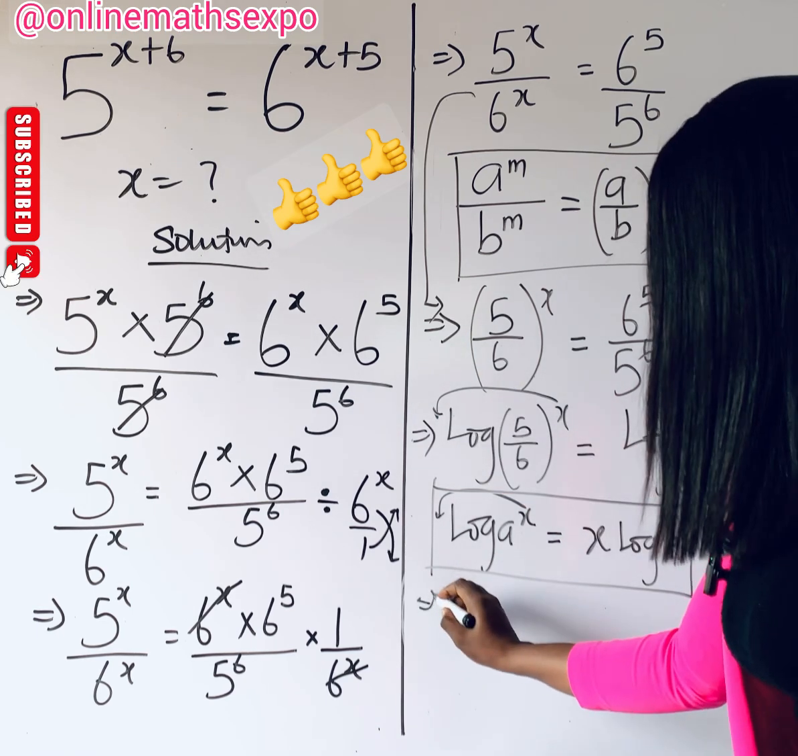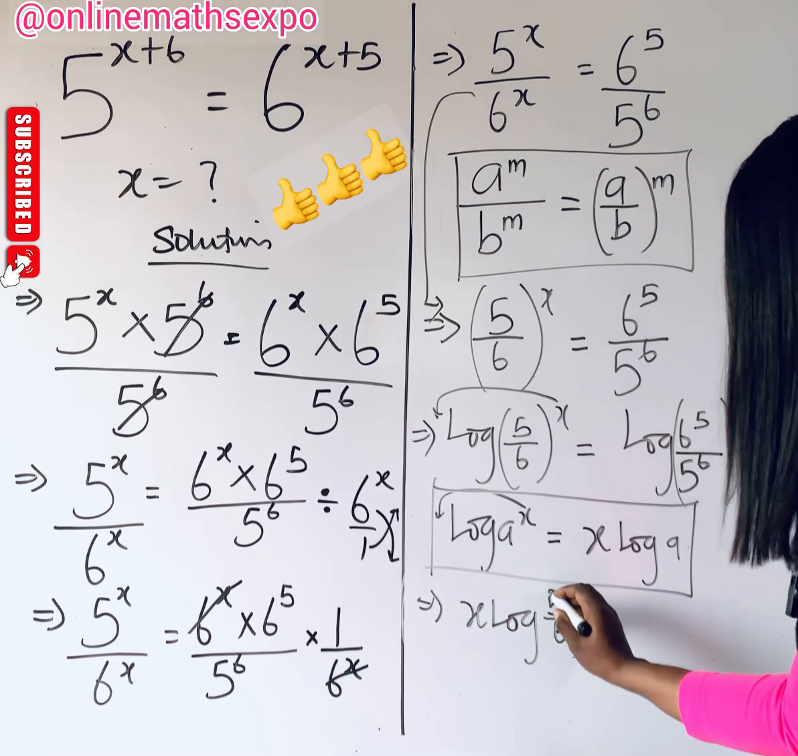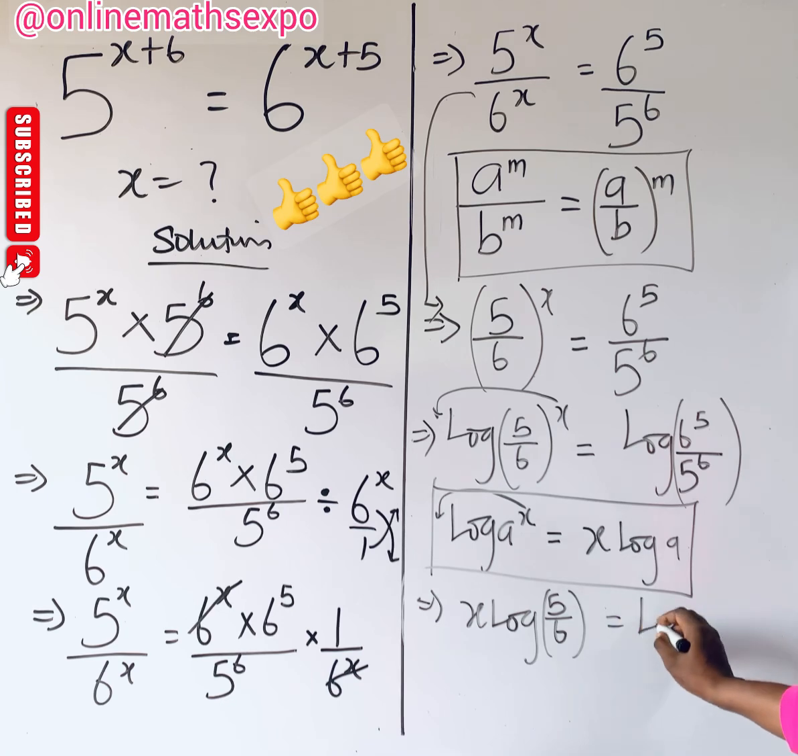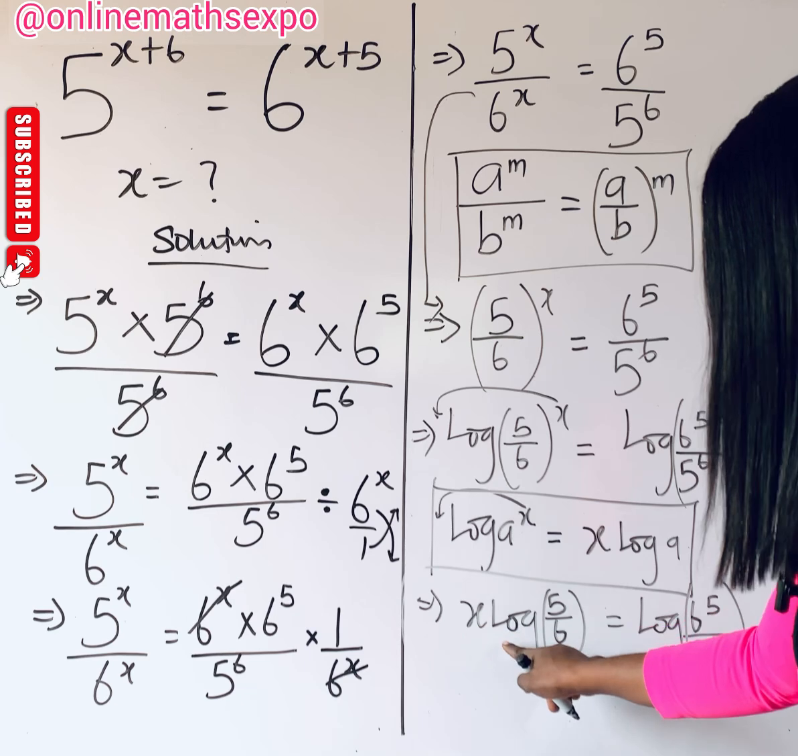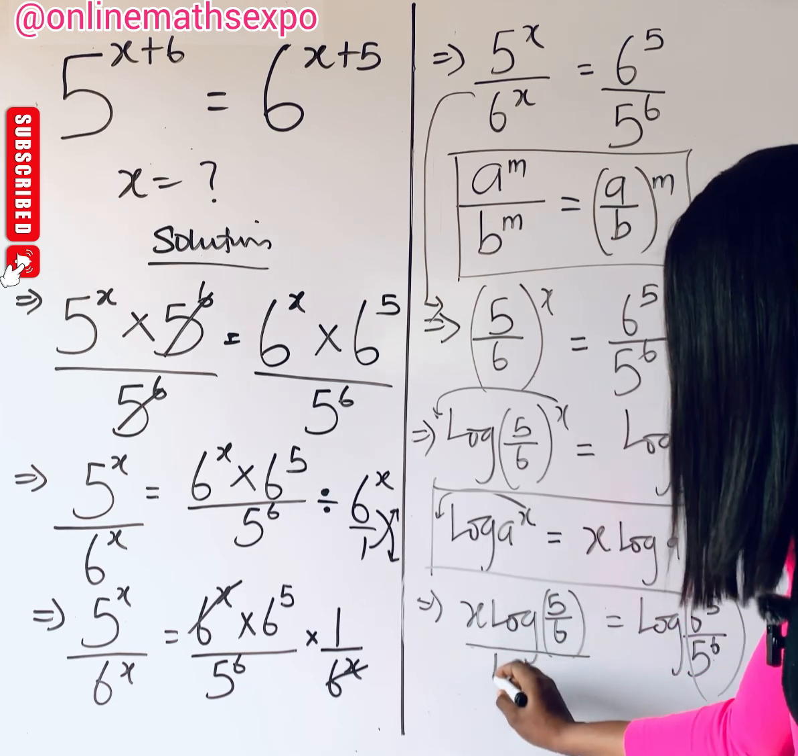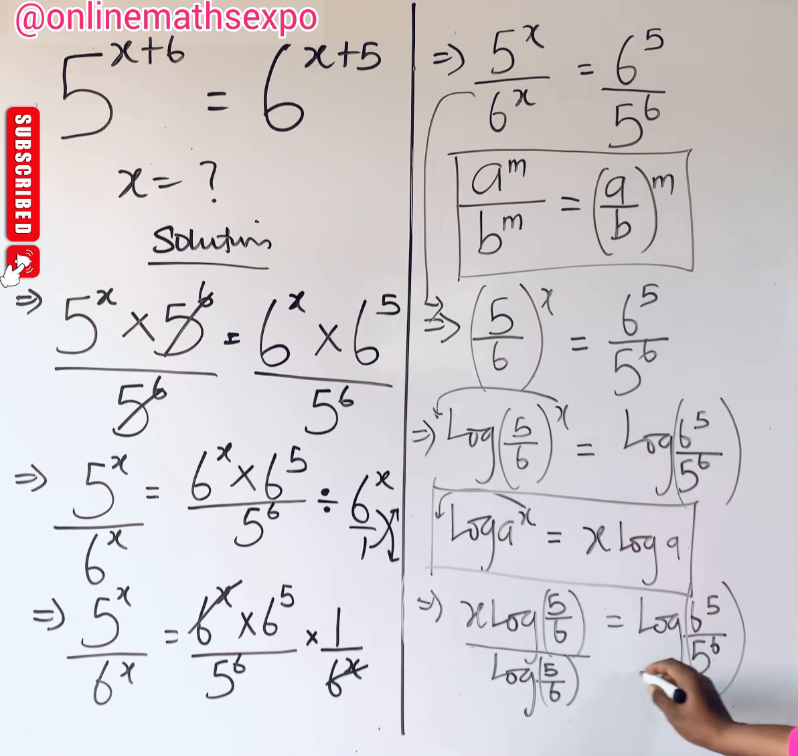So we're going to now have x log 5 divided by 6 is equal to log of 6 to the power of 5 divided by 5 to the power of 6. Interesting. Now, to get your x, you observe that it is multiplying. So you are free to divide both sides by log of 5 divided by 6. And you do the same here.